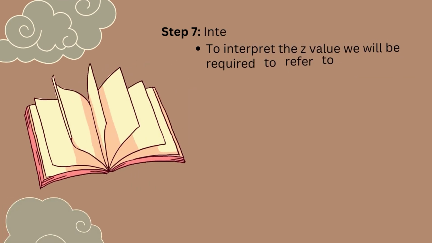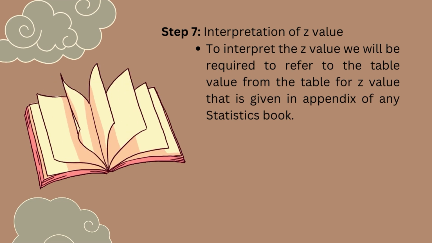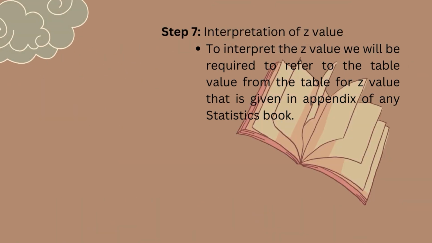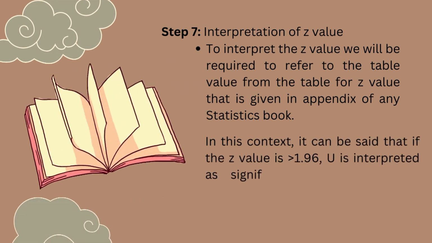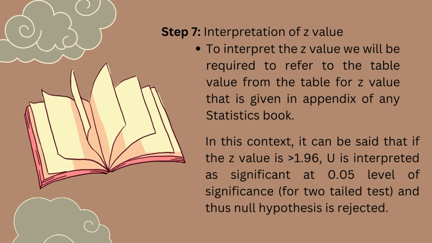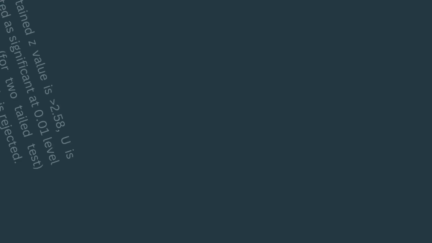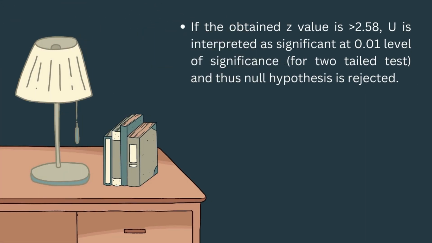Now, interpretation of z value. To interpret the z value, we will be required to refer to the table value from the table for z value that is given in the appendix of any statistical book. If the z value is higher than or equal to 1.96, then U is interpreted as significant at 0.05 level of significance for two-tailed test, and thus the null hypothesis is rejected. And if the obtained z value is higher than or equal to 2.58, U is interpreted as significant at 0.01 level of significance for two-tailed test, and thus the null hypothesis is rejected.